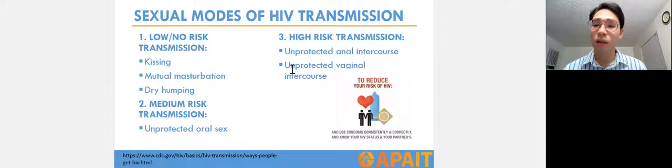Unprotected anal intercourse and unprotected vaginal intercourse pose a high risk of HIV transmission. So to reduce the risk of HIV, it's best to use condoms consistently and correctly, and to know your HIV status as well as your partner's.